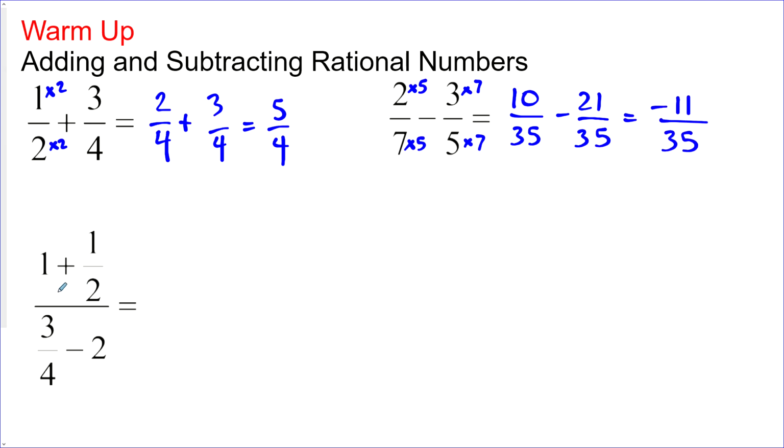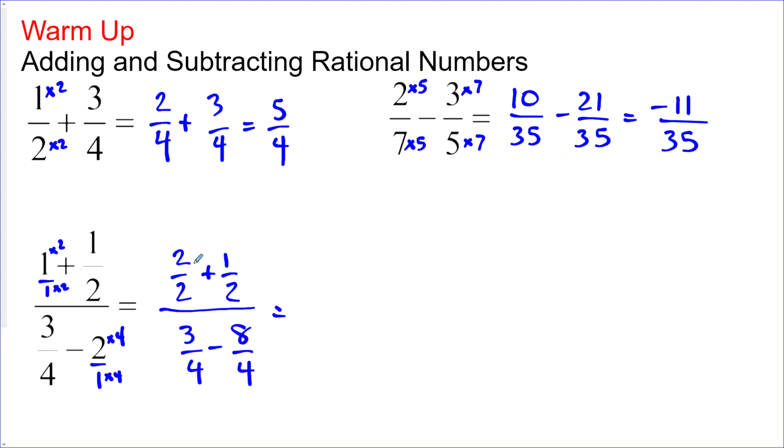Next is this mess. If we don't have a denominator showing, then by default it's 1. Next we need to have a common denominator between these two rationals, so multiply numerator and denominator by 2. That gives us 2 over 2 plus 1 over 2 for the numerator. This one, same thing, we need a common denominator, so that would be 4. So 3 over 4 minus 8 over 4. Now we can add these two together here, 3 over 2, and we can subtract these two here, negative 5 over 4.